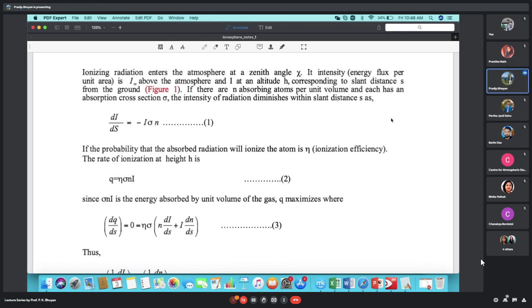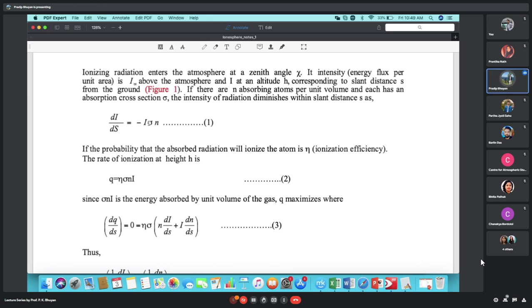So at the slant height S, the change in intensity with respect to height, dI/ds, is equal to minus, because it is not a negative value, it is decreasing, I sigma n, where sigma is your absorption coefficient. The absorption coefficient will vary from species to species. Atomic oxygen will have a separate absorption coefficient from atomic hydrogen or molecular oxygen, because of its size, each atom or molecule has a different absorption cross-section.